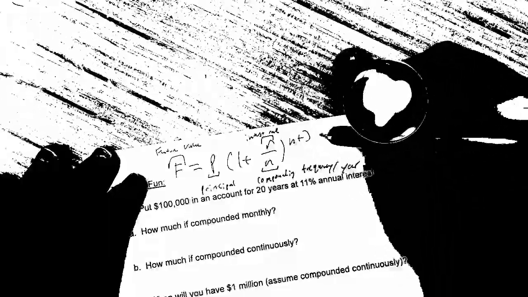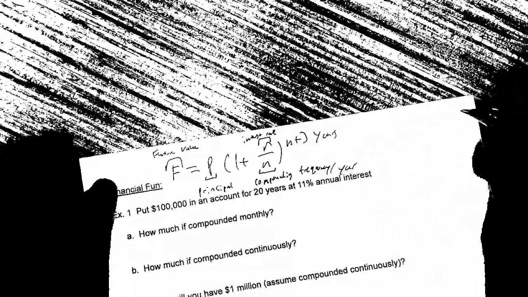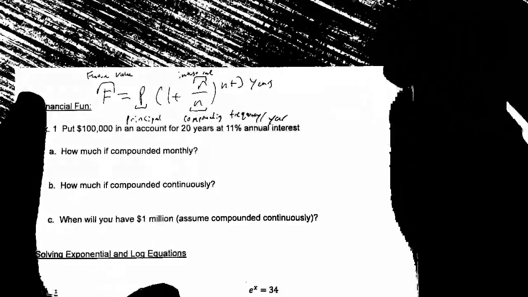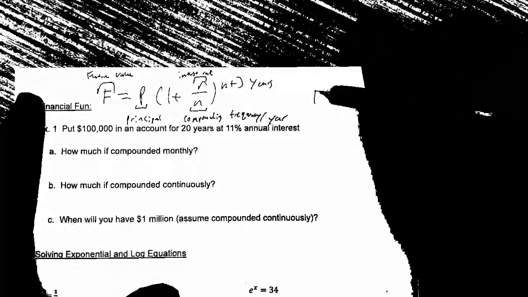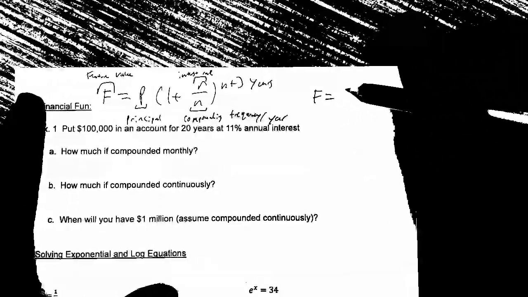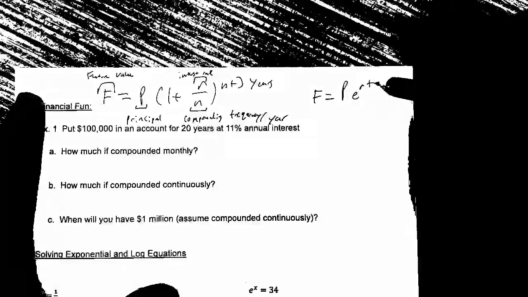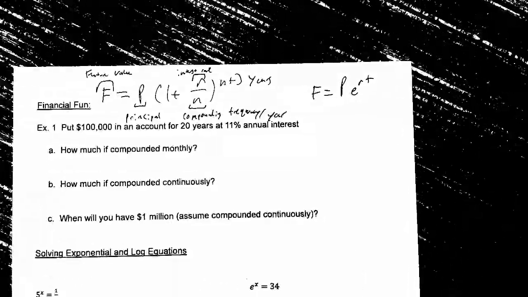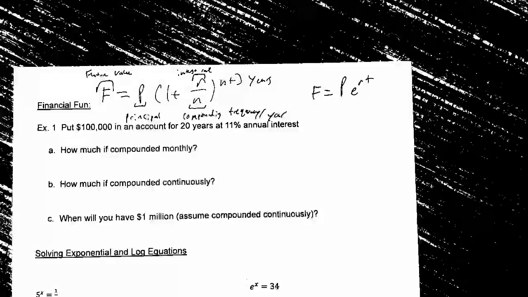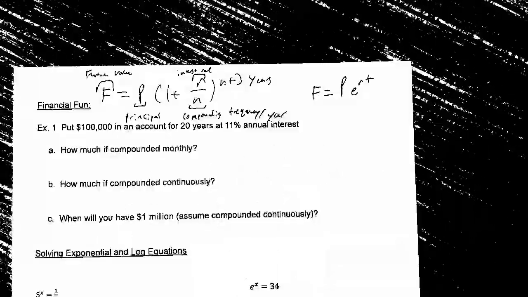This is years. Okay. And then we have, if it's continuous, anybody remember continuous? It's similar. F equals P e to the rt. Okay? Good on those? Yeah.